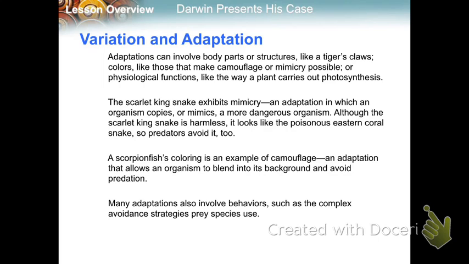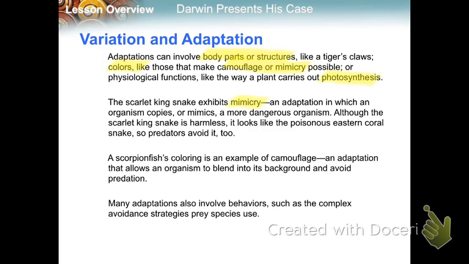Got several examples for you here. You have body parts or structures. You have colors like camouflage or mimicry. We'll do some examples there. Physiological functions like photosynthesis in a plant. The scarlet king snake exhibits mimicry. Scarlet king snake is harmless, but its coloring, which you'll see on the next slide, is almost exactly like the poisonous eastern coral snake. So predators don't take their chances, they stay away from both.